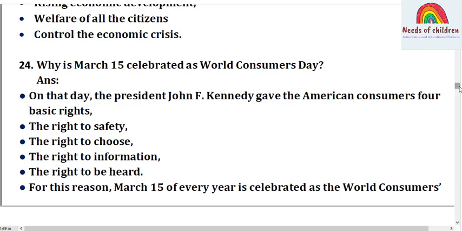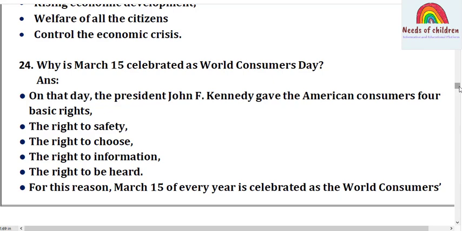Question number 21, explain how forest plays an important role in life of humans. It is from the geography lesson, India forest resources. Question number 22 is from geography, India seasons. Question number 23 is from economics, public finance and budget. Question number 24 is from business studies, consumer education and protection.